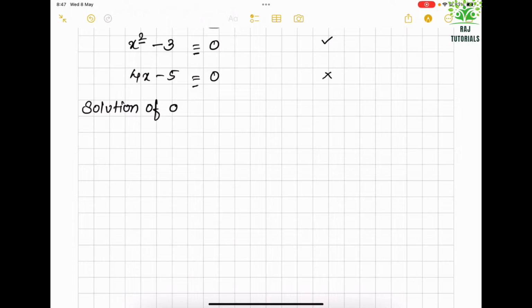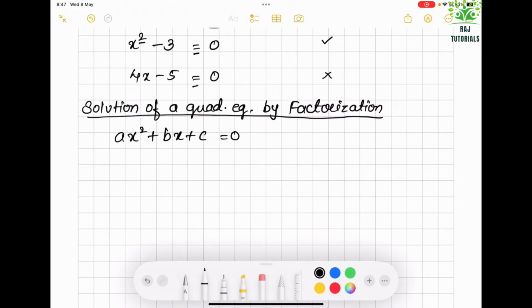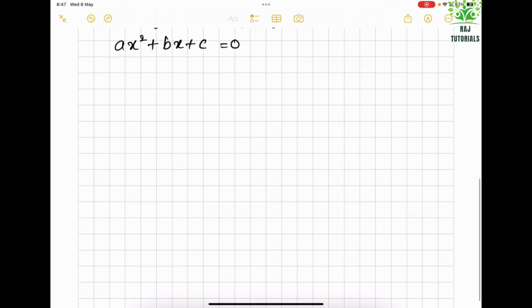Solution of a quadratic equation by factorization. Now this I am going to explain with an example. See, the standard form of the equation was ax square plus bx plus c equal to 0. So always when we want to find the solution, we have to multiply a and c. So let me take one example and explain it.